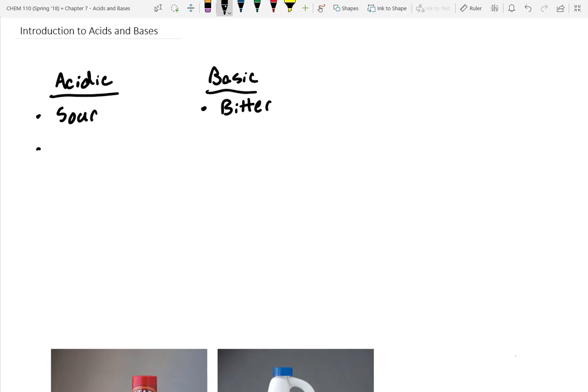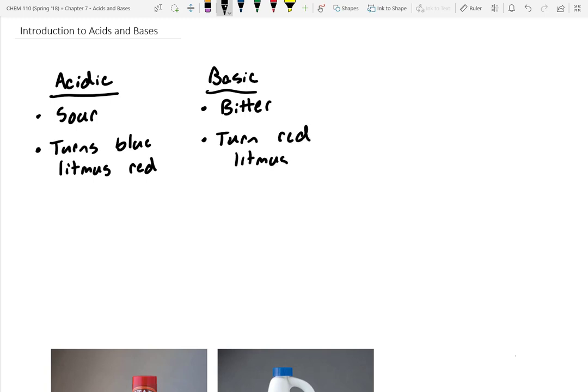The other thing too is with acids, if you remember in lab, you treated it with litmus paper and it turned blue litmus paper red. Where the opposite is true for bases, they turn red paper blue. So if you do have access to litmus paper, you can check really quick whether or not something's acidic or basic.